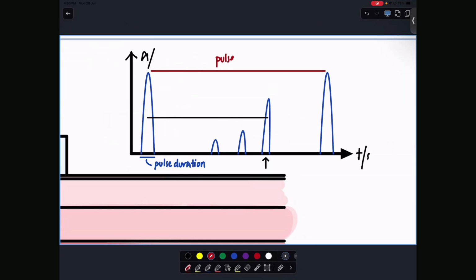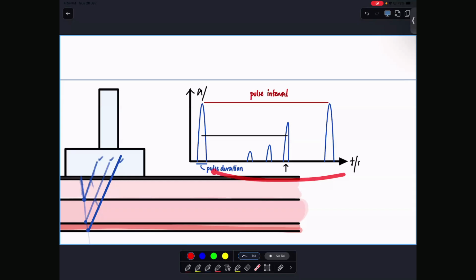Yes, exactly. Pulse interval. The pulse interval is given in two ways. Sometimes it is given in terms of time, and the pulse interval is also given in terms of frequency, how frequently you send it out, right? So yeah, this is how it looks like. This is called the A scan.